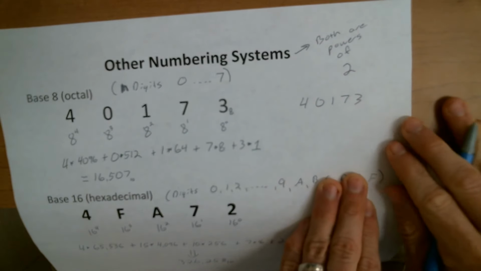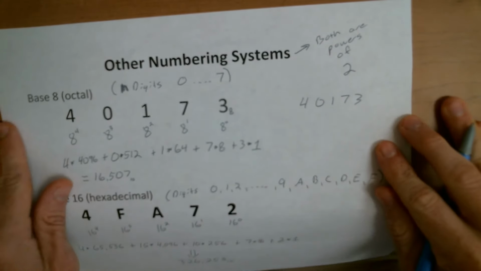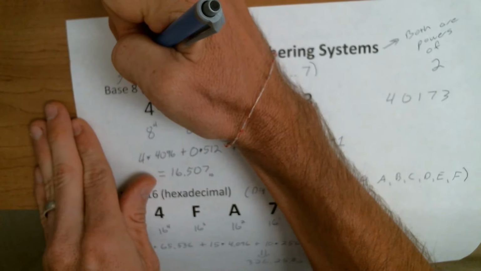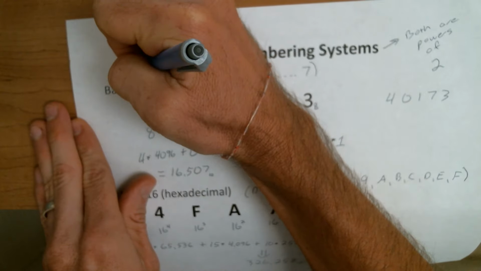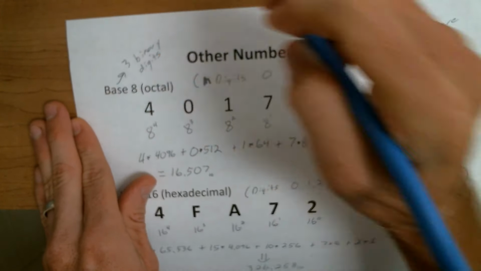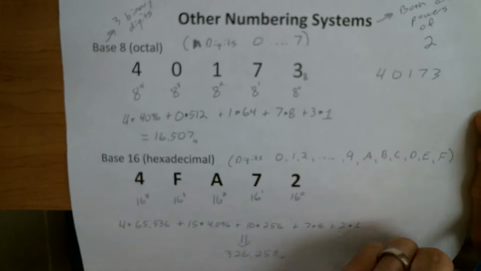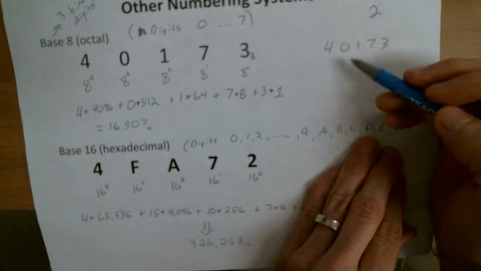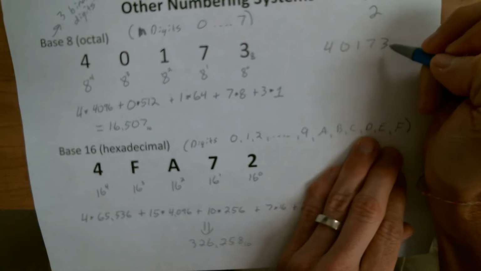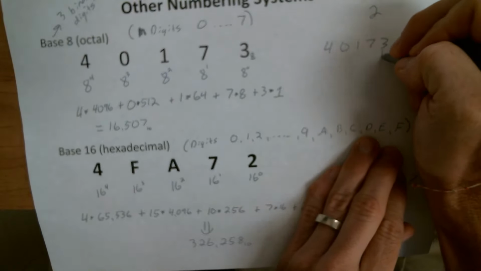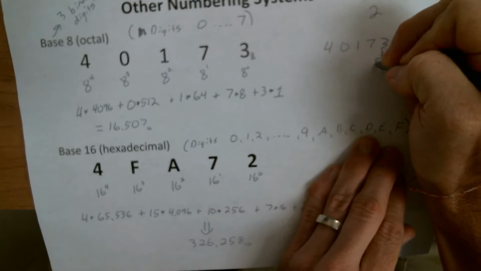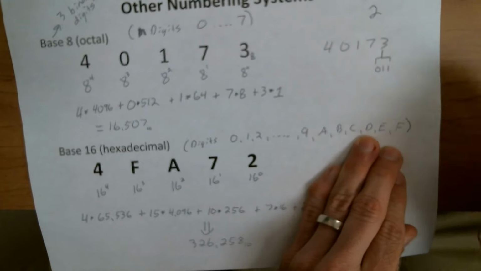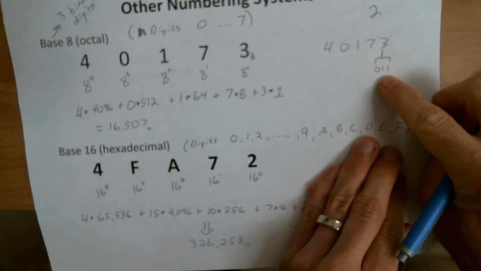40173. One number in base 8 is equal to 3 binary digits. 2 to the 3rd is 8. So what do I mean by one octal digit is worth 3 binary digits? If you have a 3 in octal, this can, in binary, correspond to 0, 1, 1, because in binary, that would be a 3.